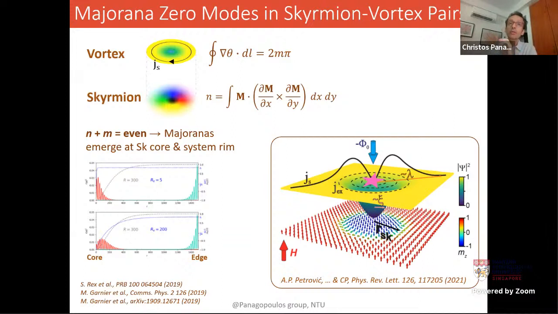Now, the spatial evolution of the Majorana probability densities is shown at the bottom left of the slide, in red and green for the core and edge states, respectively. And as you can see from this calculation, the localization is in fact very good.